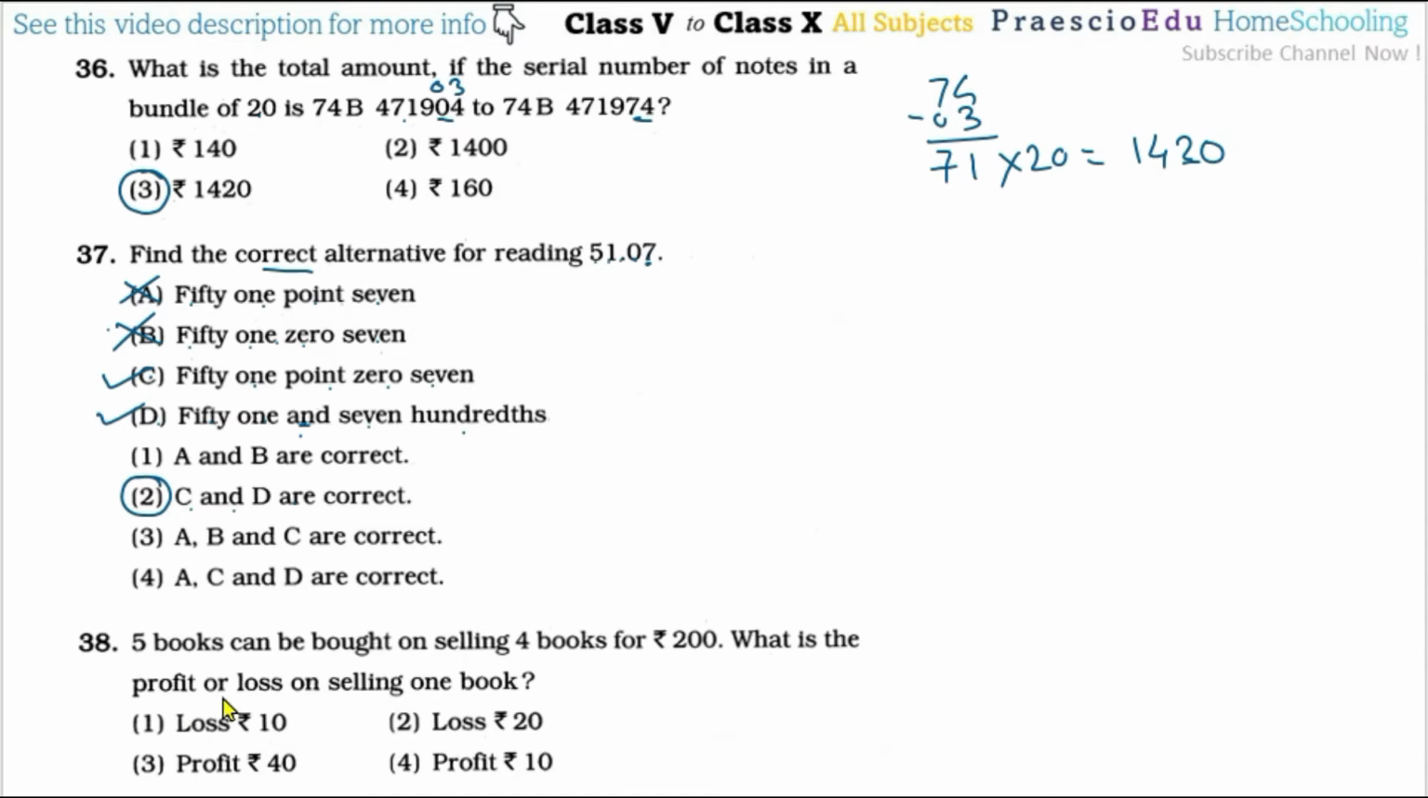What is the profit or loss on selling one notebook? So 5 notebooks are purchased for 200, so 200 by 5 is 40 rupees per book, and selling is the same amount but only 4 books are sold, so that is 50. So this is the selling price and this is the cost per book, and the difference is 10 rupees, so that is a profit. Profit of rupees 10 means option number 4 is the correct one.